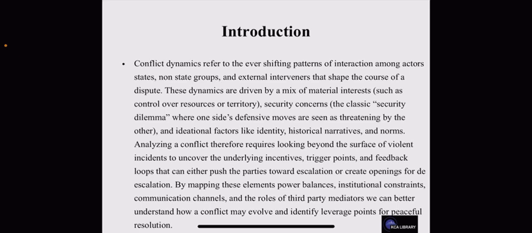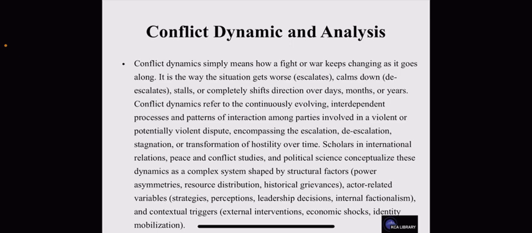So for this course, mainly for this topic, what we'll be looking at is the dynamism in conflict and the analysis in conflict. We'll be looking at a scenario whereby we have a conflict that is escalating or de-escalating, and how we are going to know that status. So let's look at the meaning of conflict dynamics now.